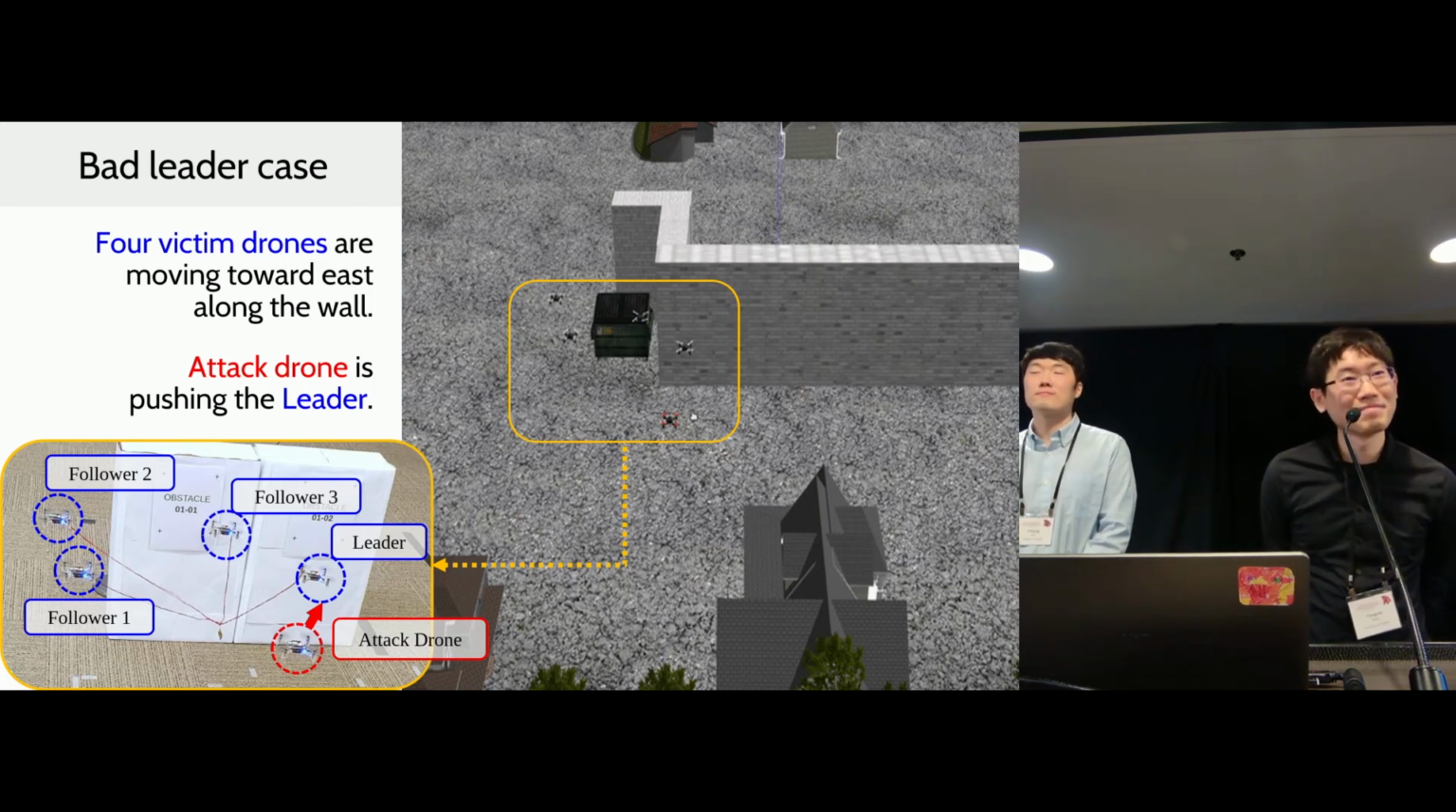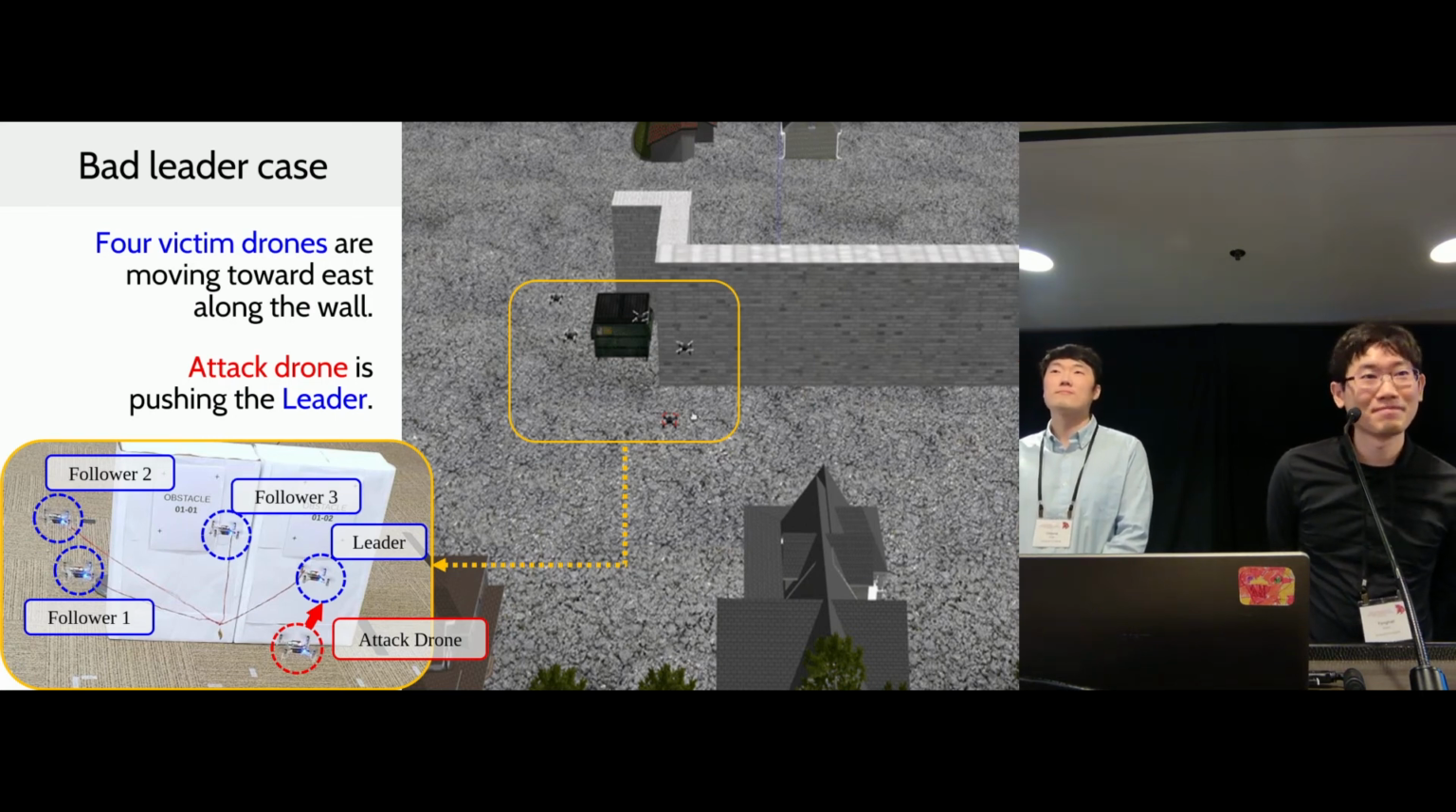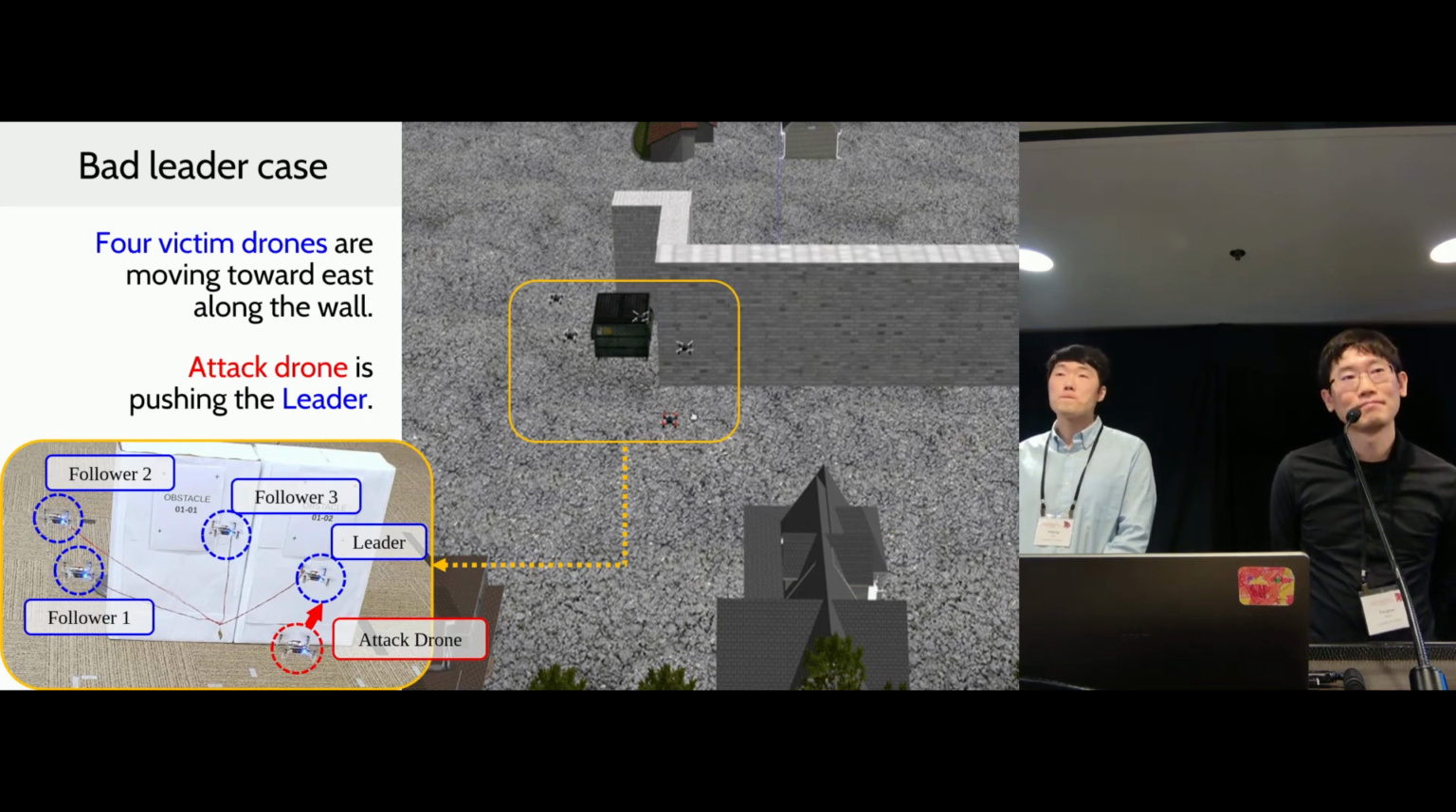Okay, nice talk. So I understand your testing assumes there's only one attack drone. If you have two attack drones, would you find additional flaws? And as you increase the number of attack drones, where does everything stop?